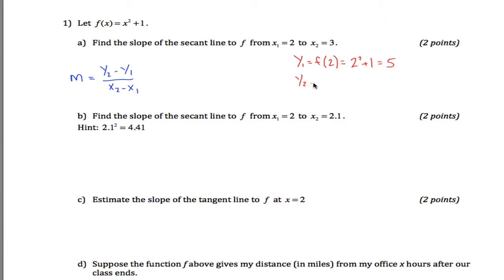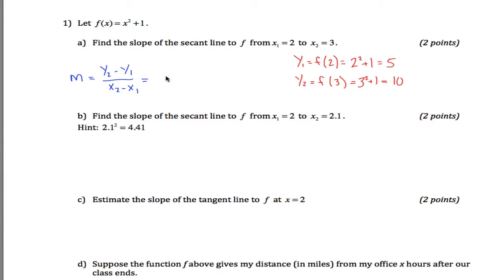And similarly, y2 is just going to be f of x2, which is 3. So we need to figure out f of 3. F of x, again, is x squared plus 1. So f of 3 is going to be 3 squared plus 1, 9 plus 1, or 10. So now, with these four pieces of information, we have all the numbers we need to figure out the slope of the secant line.